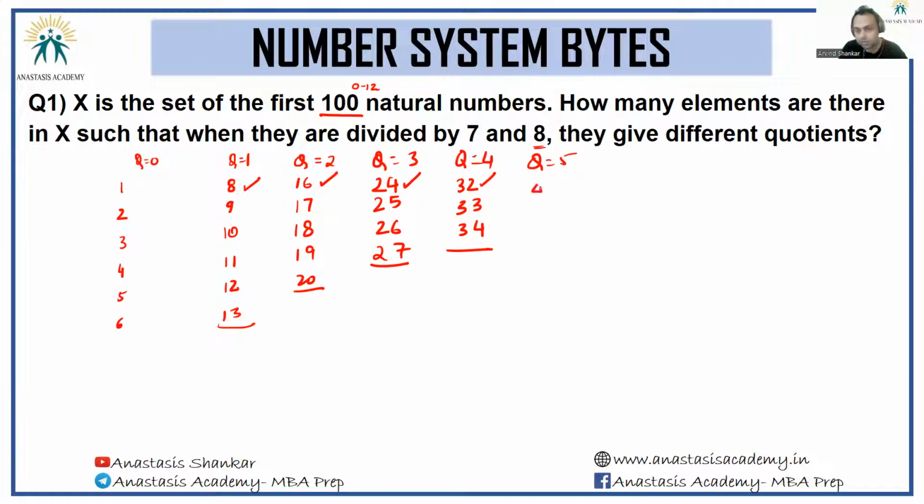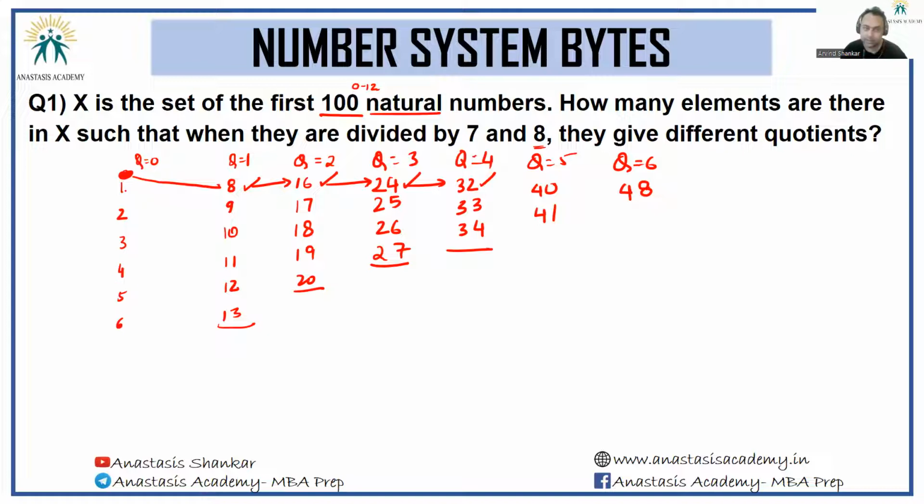Quotient equal to 5, I get 40 and 41. And quotient equal to 6, the only number that fits this category is 48. After this, when we reach the next multiple of it, see, ideally the series that is getting created is this, all multiples of it. The problem is you're only considering natural numbers, so 0 is not in consideration. So we count it this way.